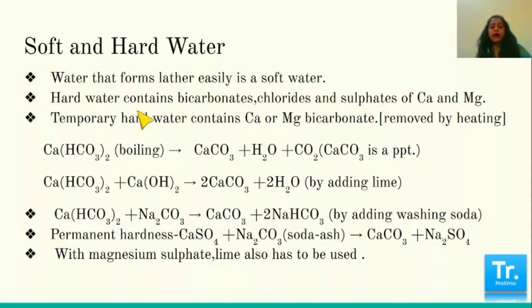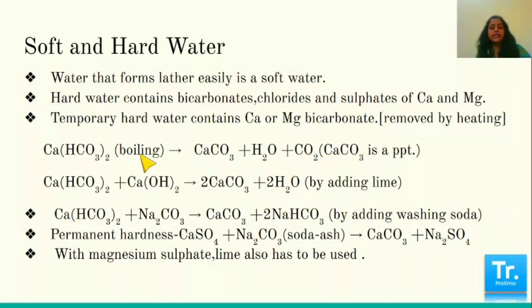So the hardness is also of 2 types. One is temporary hard water, another is permanent hard water. If it is calcium bicarbonate or magnesium bicarbonate, the water is temporarily hard. And if it is calcium chloride or calcium sulfate or magnesium chloride or magnesium sulfate, it is permanent hardness. So the reasons for temporary and permanent hardness of water are the presence of these salts. How to remove it? The removal of temporary hardness can be done in 3 ways, that is by heating, by adding lime, or by washing soda.